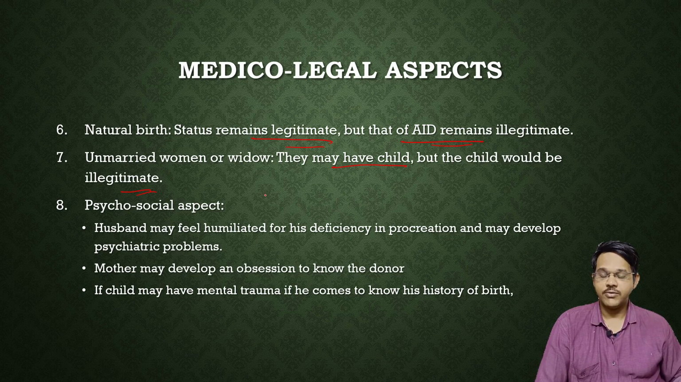Then psychosocial aspects. The husband may feel humiliated for his deficiency in procreation. If he is impotent, he may become humiliated and may develop some psychiatric problems. The mother may sometimes develop psychiatric problems and become obsessed with knowing the identity of the donor. If the child is born with some defect, the parents may blame the donor and try to find the donor through the doctor. The child may also develop mental problems if he comes to know that he was born from artificial insemination and that his biological parent is different.